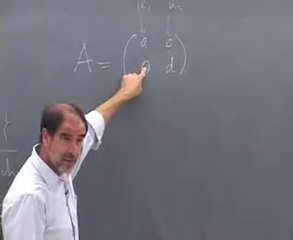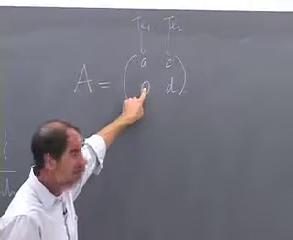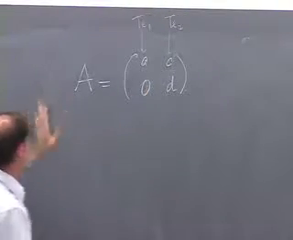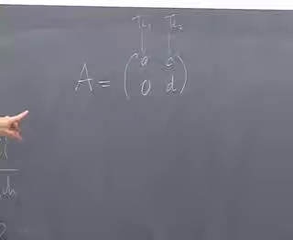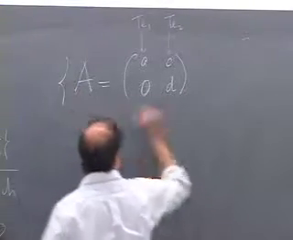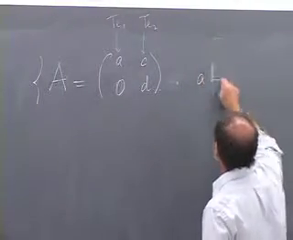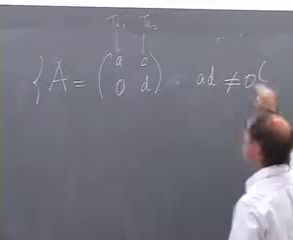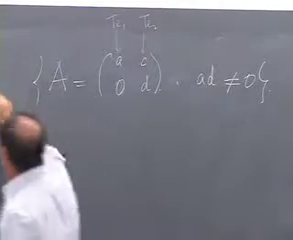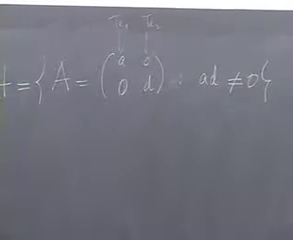By the way, we represent linear transformations by matrices. So a matrix will fix this line if and only if the B entry is 0. And then we want it to be invertible. So that just means that its determinant is non-zero. So AD is not equal to 0. That's the subgroup of 2 by 2 matrices that fix the line.